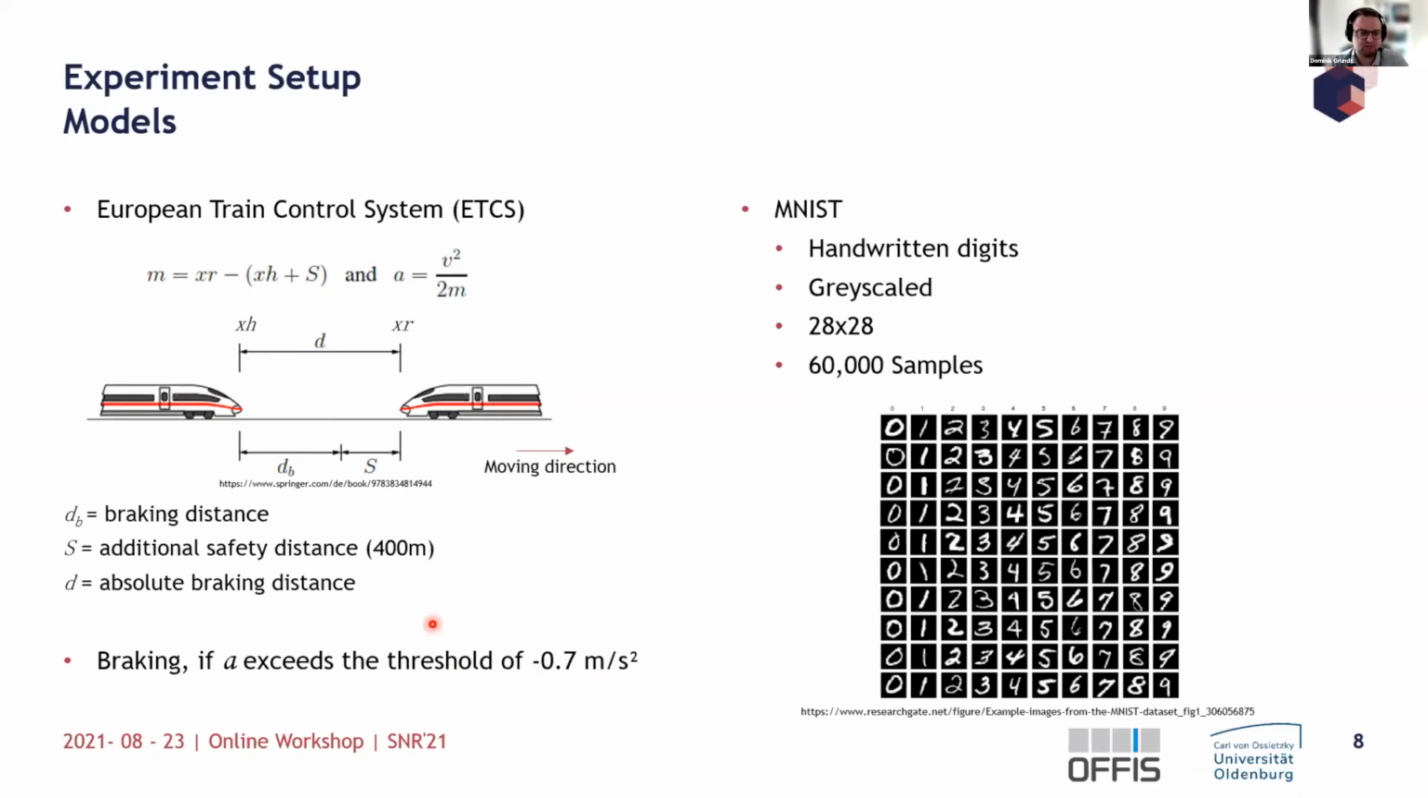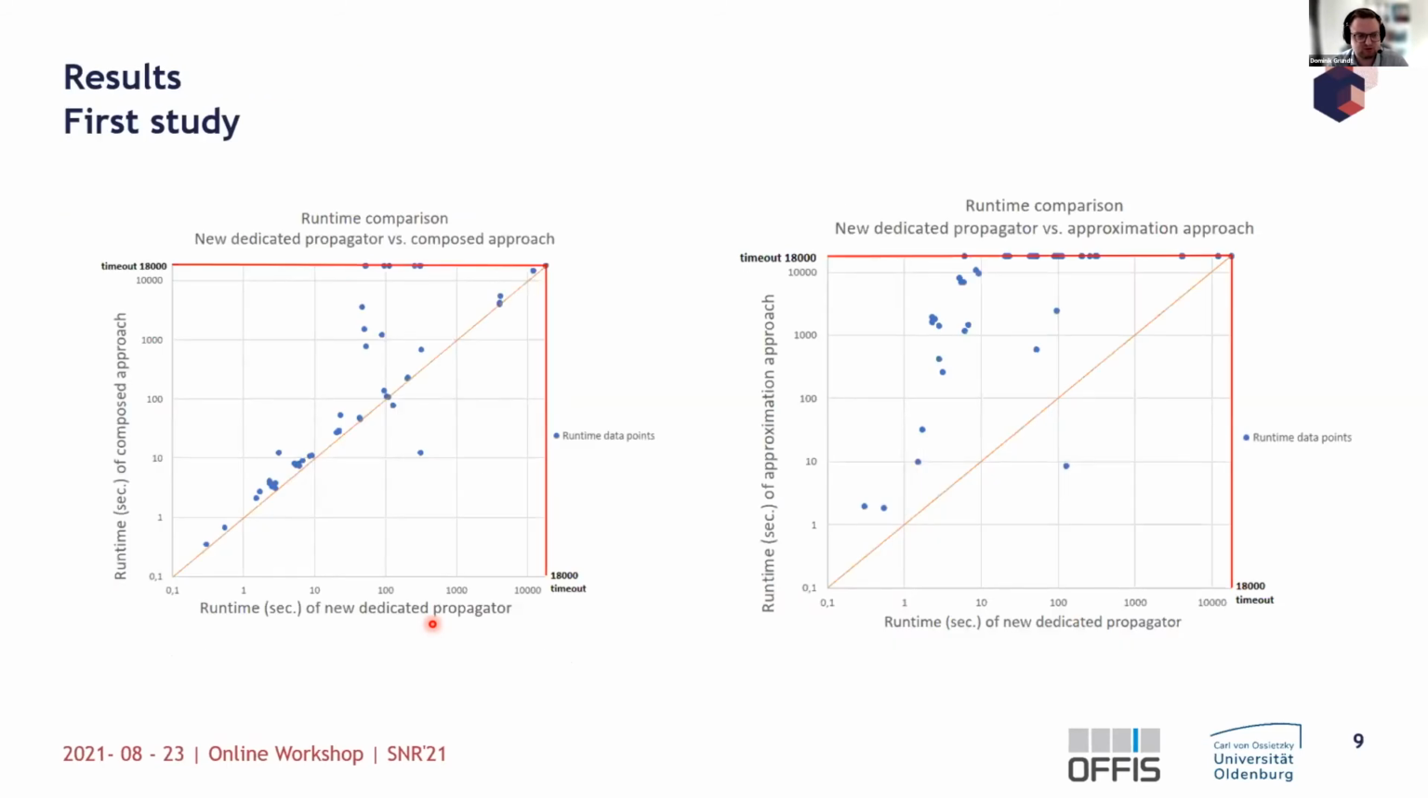And in the first study, we compared the runtime on the models with different experiments and different neural network models, in the sense of different numbers of neurons in the hidden layers, and also different numbers of hidden layers. And what we see here on the left side is the runtime comparison between the composed approach and the new dedicated propagator. The orange line is marking the time points where both propagators have the same runtime. So one blue data point contains the runtimes of both considered propagators in the same experiment.